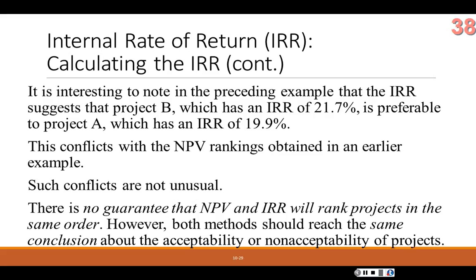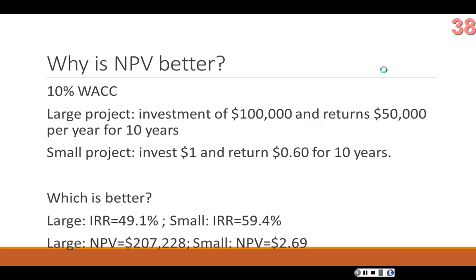It's better to use net present value than internal rate of return. So here's an example to show you why. We have a 10% cost of capital. A large project costs $100,000 and returns $50,000 a year for 10 years. This large project has a positive net present value of $207,000. It has an internal rate of return of 49.1%, so it's acceptable.